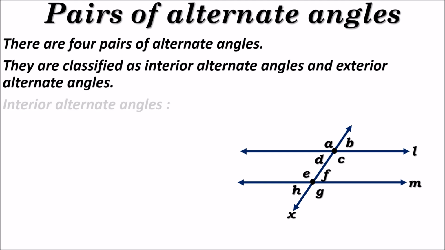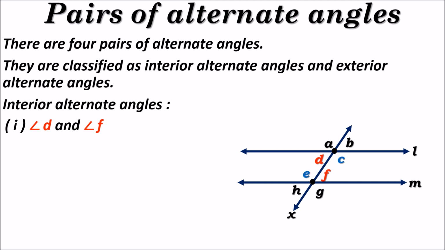First we will see interior alternate angles. You can see that there is one word, interior, which means inside. So interior alternate angles are pairs of angles which are formed inside the parallel lines. You can see in this figure angle D and angle F are inside the parallel lines and it is one pair of interior alternate angles. So make a note that the angles should be inside the parallel lines and they would be cross angles. You can see angle D and angle F are cross angles. So angle D and angle F is the first pair of interior alternate angles.